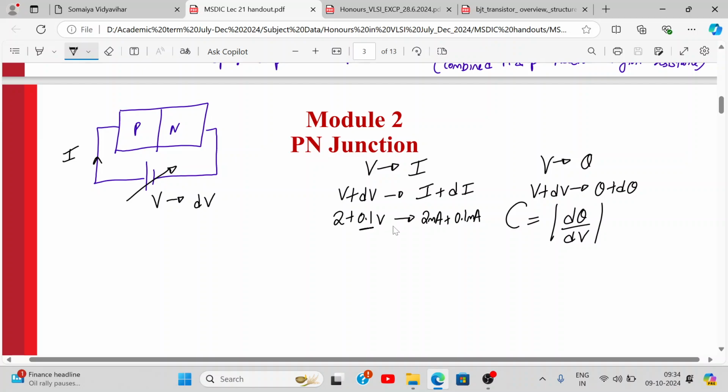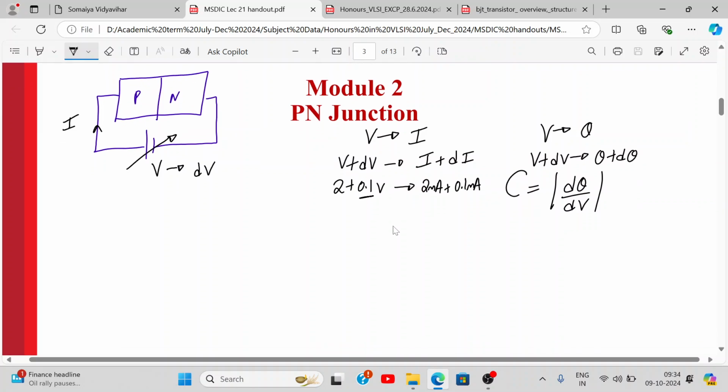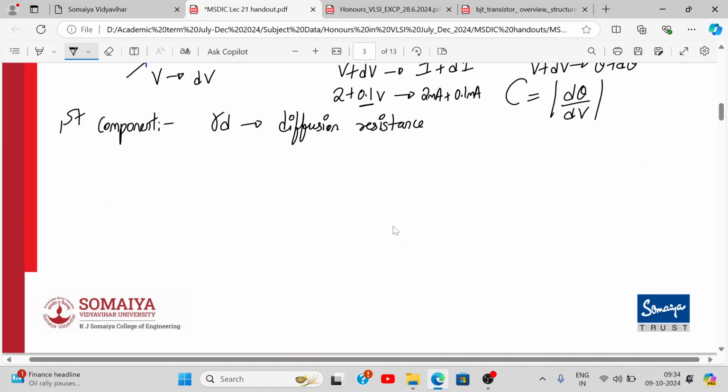So we'll now analyze every component of the small signal model. Let's analyze the first component, RD. What is RD called as? Diffusion resistance, or small signal forward resistance. Now, do you recollect the forward characteristics of a PN junction?